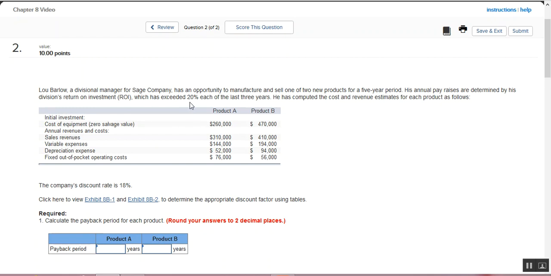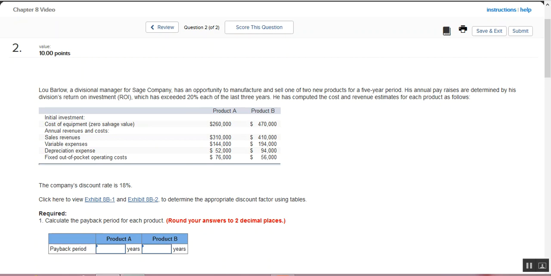In other words, historically, the company has earned 20% on their investments. I don't know what those investments were, but however they invested their money, they have typically earned at least 20% on those investments.